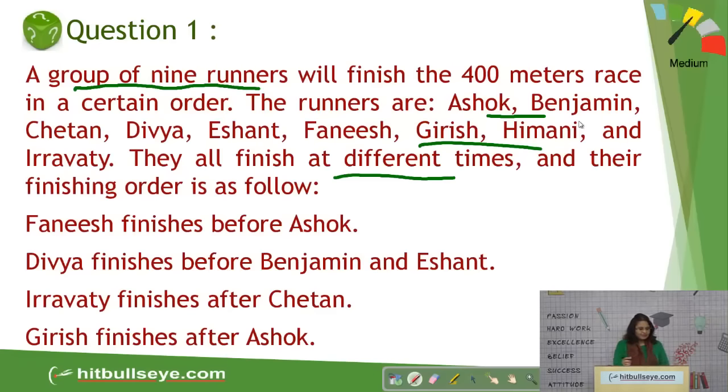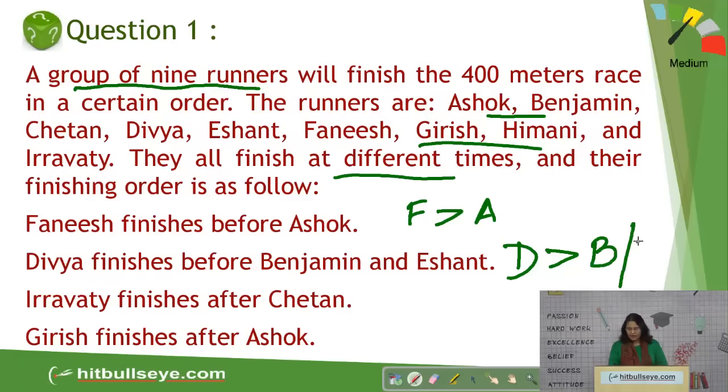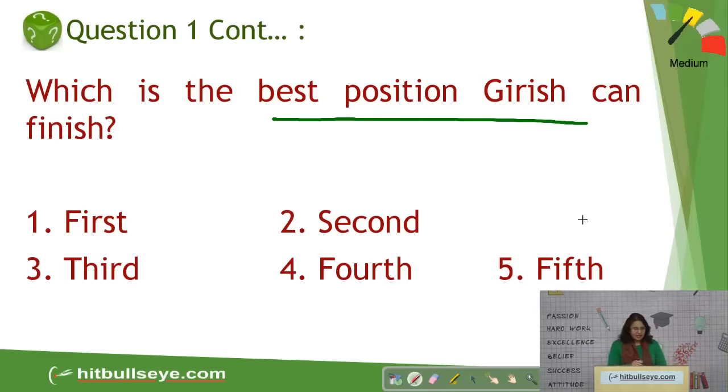Now, let's look at the facts they have given to us. Fanish finishes before Ashok. Okay. Divya finishes before either Benjamin or Ishan, and Iravati finishes after Chet, and Girish finishes after Ashok. Okay, good. Now this clearly tells us that Girish cannot finish before Fanish and Ashok, and they have not given us anything in relation to Girish's position and that of Divya and the rest of them. So what is mandatory is that Girish has to finish after Fanish and Ashok. So as such, the best position that Girish can finish is at third.